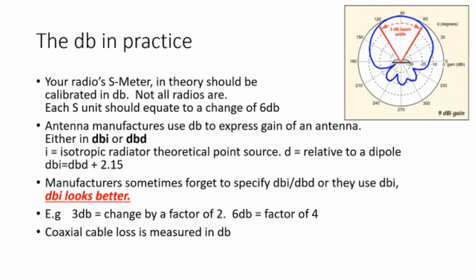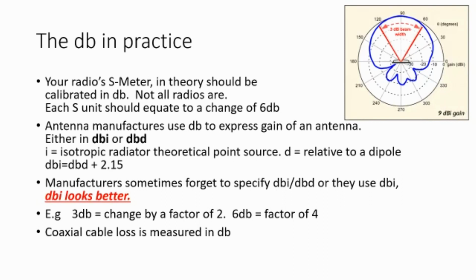Good old antenna manufacturers use dB to express the gain of an antenna, and you will see it either expressed as dBi or dBd, or sometimes they just call it dB, which is really confusing. dBi, the i stands for isotropic radiator, which is a theoretical point source. If it's dBd, that's relative to a dipole. We all know what a dipole is.